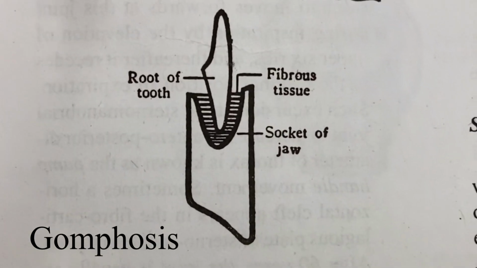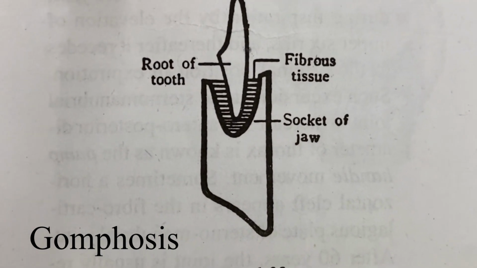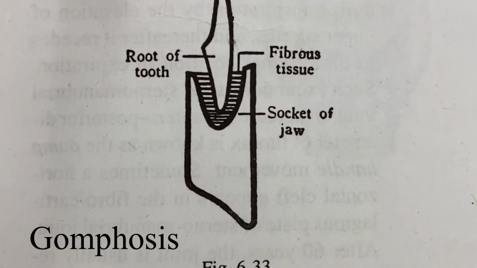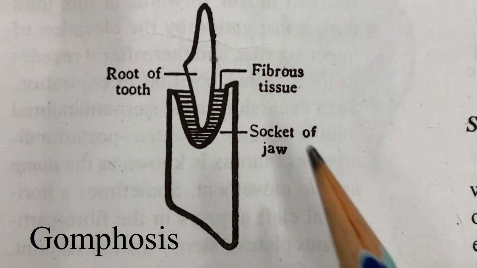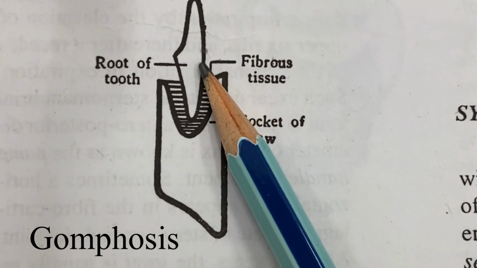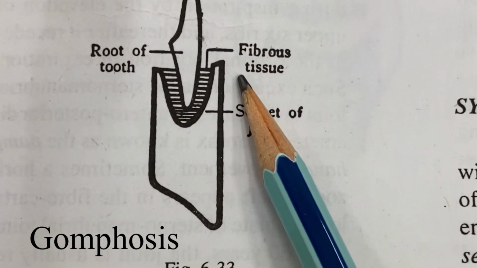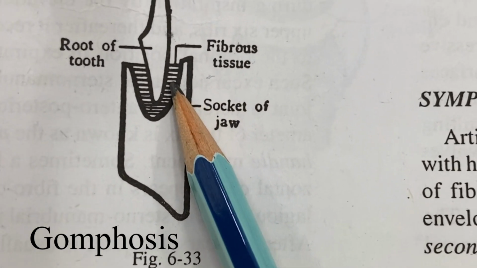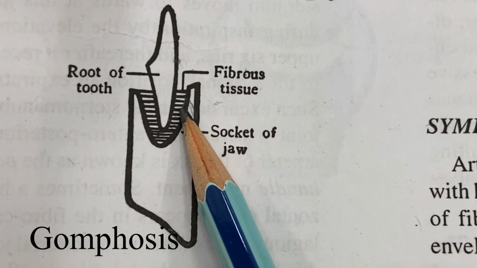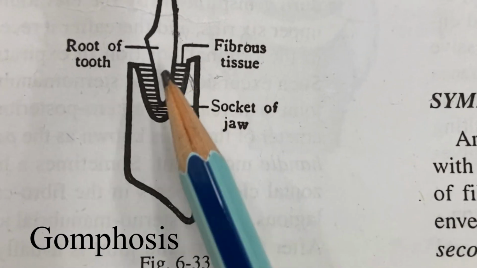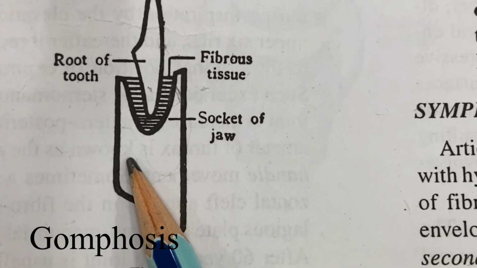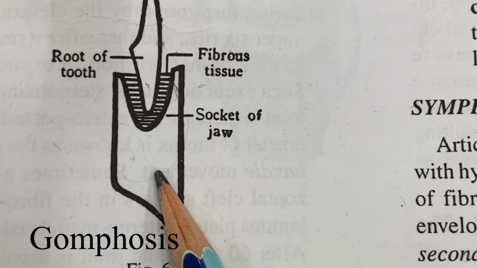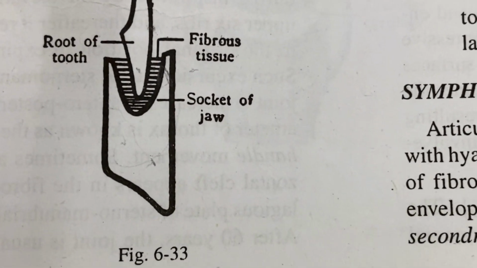The last in the variety of the fibrous joints is the gomphosis, also known as peg and socket joint. Here the roots of the teeth fit in the socket of the jaw, and they are united by means of fibrous tissue, right? So this fibrous tissue connects the tooth in the alveolar socket. So it is the peg in socket joint, also known as gomphosis.